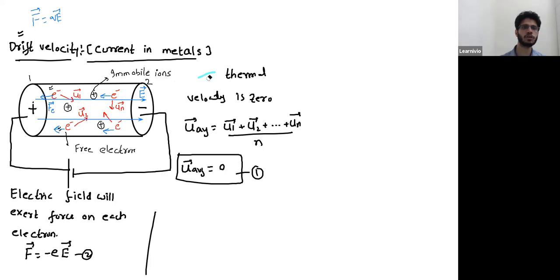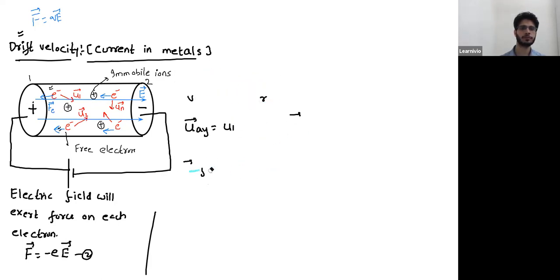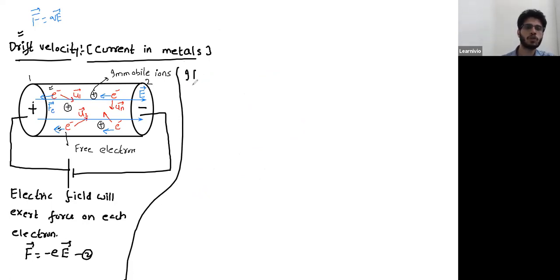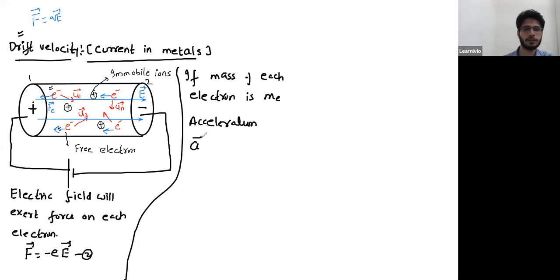If I consider the mass of the electron as me, if the mass of each individual electron is me, so you can write that the acceleration a of the electron is force by mass, which is minus of eE by the mass of the electron.